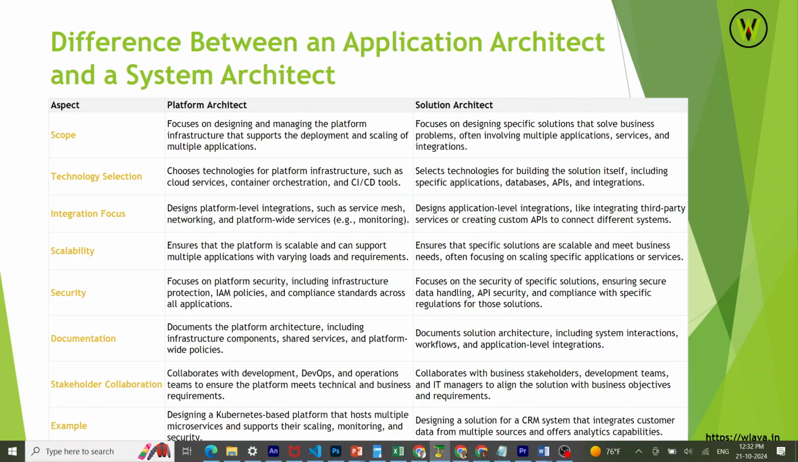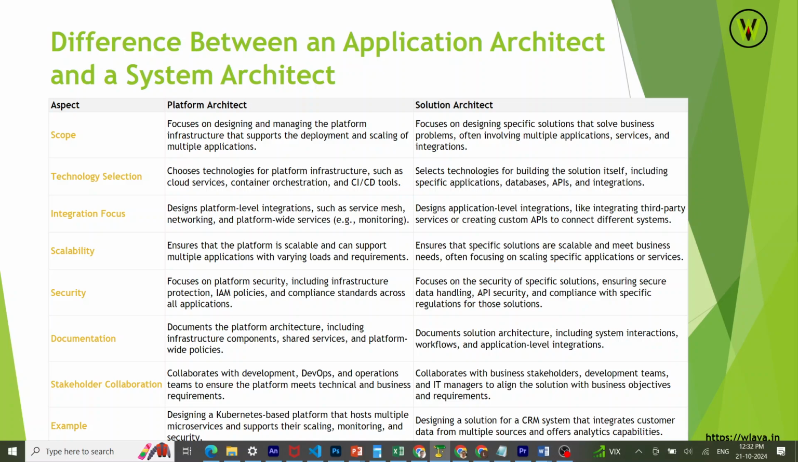3. Difference between a platform architect and a solution architect. Aspect: platform architect, solution architect. Scope: the platform architect focuses on designing and managing the platform infrastructure that supports the deployment and scaling of multiple applications. The solution architect focuses on designing specific solutions that solve business problems, often involving multiple applications, services, and integrations. Technology selection: the platform architect chooses technologies for platform infrastructure, such as cloud services, container orchestration, and CI/CD tools. The solution architect selects technologies for building the solution itself, including specific applications, databases, APIs, and integrations.